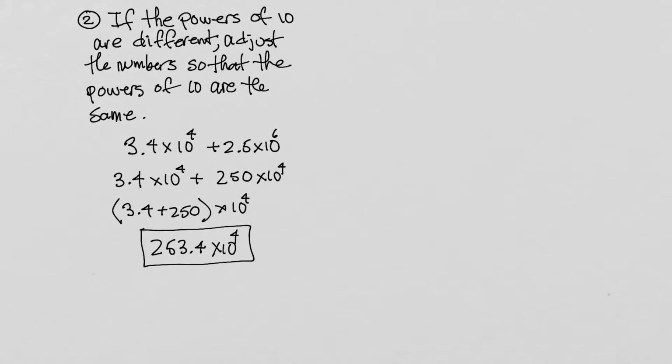So just out of curiosity, what would happen if we made, here's what we did. I took the 6 down to the 4. What would happen if we took the 4 up to the 6? Let's see what we would get. So we have to adjust this one here. What we want is that 3.4 times 10 to the 6. So let's just see what we have. 3.4 times 10 to the 4.